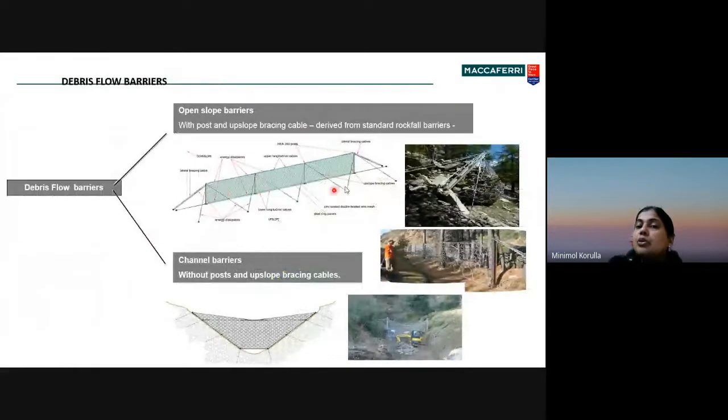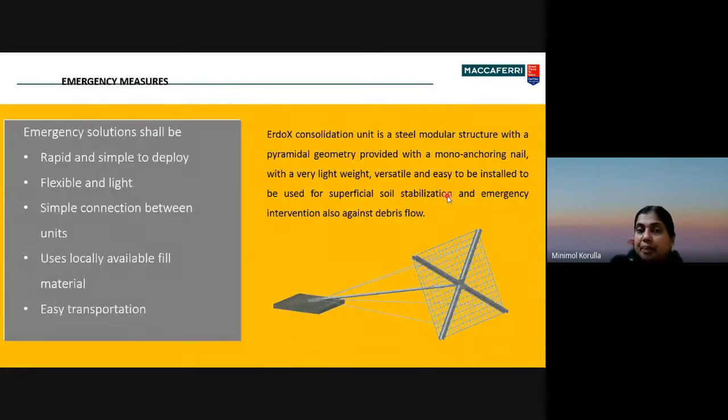So I talked about the barriers. Barriers are also something which prevent in a passive way. If rock slope instabilities are there, the barriers will collect the materials, especially for debris flow. There are special debris flow barriers which can collect all the debris, and that way the disaster will be prevented. Now, some emergency measures.